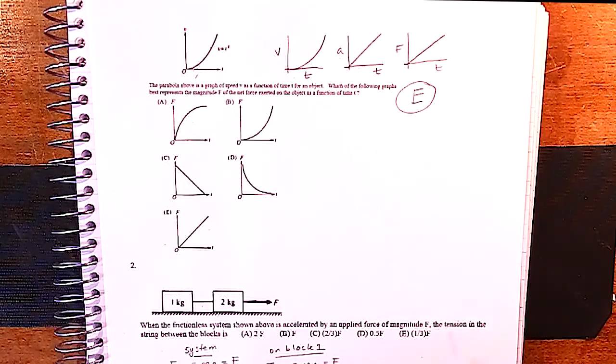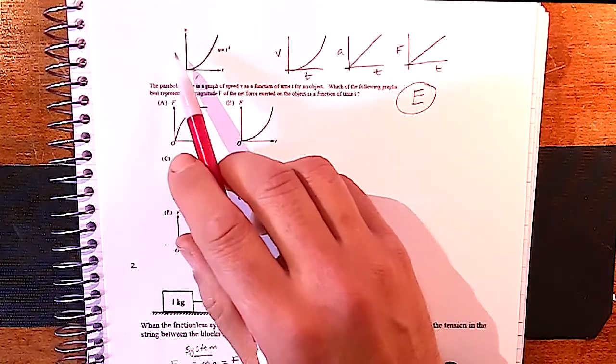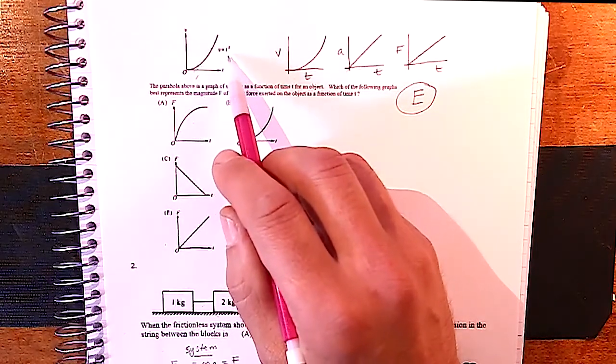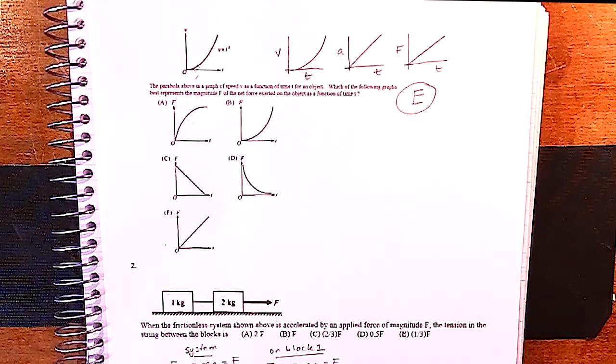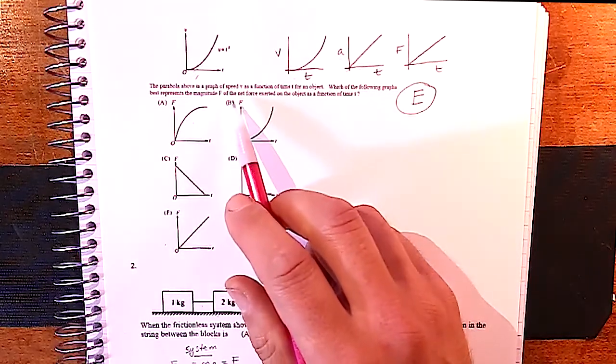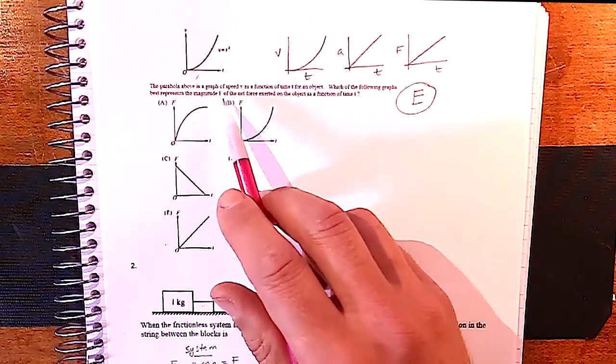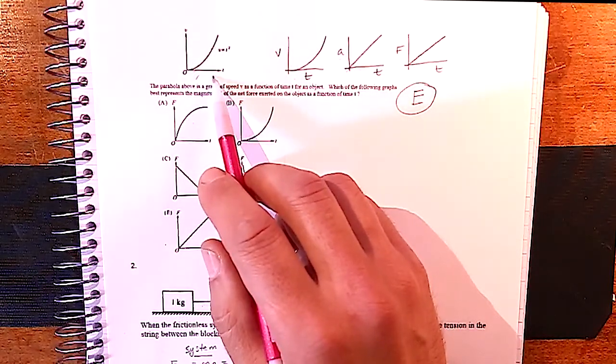In this problem, they give us a graph of velocity versus time, and it's exponential, so v is directly proportional to t squared. But the question is asking about the net force. Well, how can we find the net force when they're giving us velocity and time?